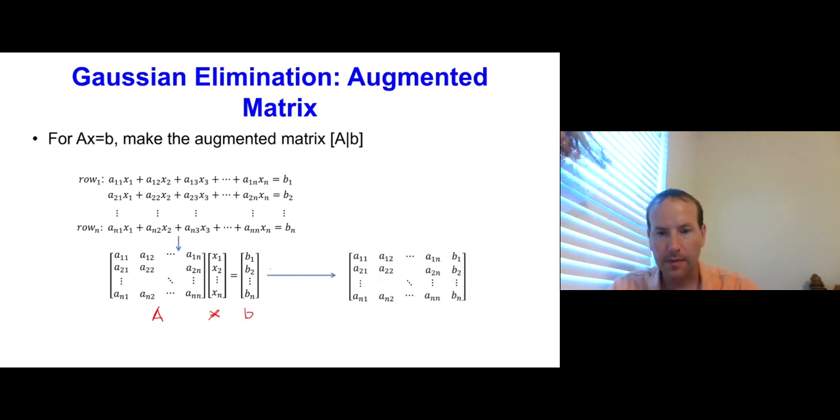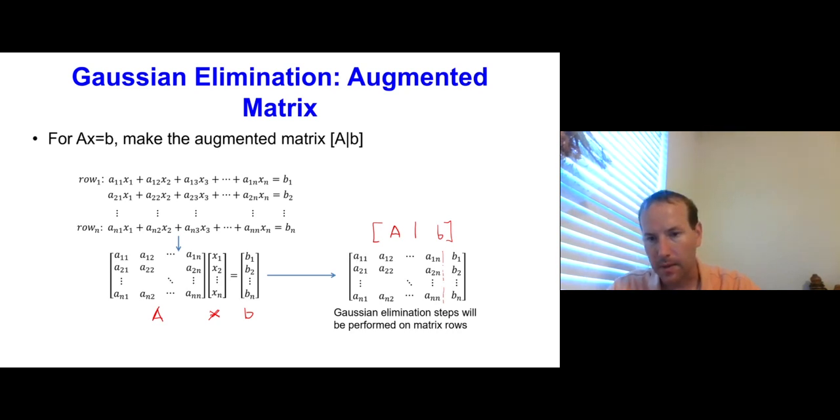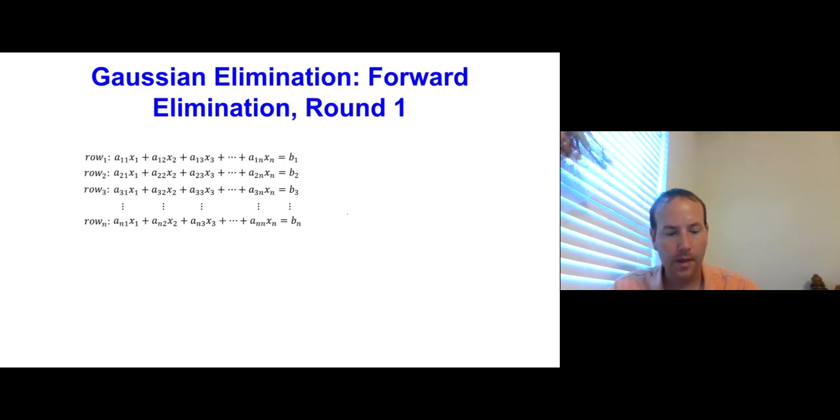And so for Gaussian elimination, we're going to create an augmented matrix that's A with B attached to it right here. And the reason why we're augmenting the matrix, or combining them, is because we're going to be applying the same operations to everything in this row, not just to the A's. Okay. So that's the augmented matrix.